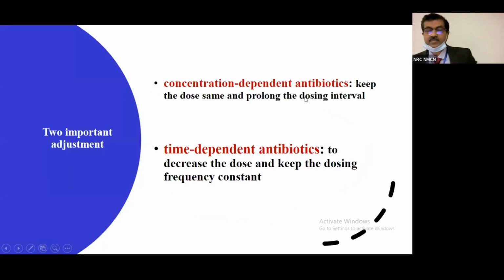So let us see 2 important adjustments, particularly in the patient with renal failure. One is the concentration dependent antibiotics. Here the dose would be normal like any normal individual, but prolong the dosing interval. That is the most ideal. In time dependent kinetics, you should decrease the dose and keep the dosing frequency constant. So that is the principle of ideally using this kind of the drugs.